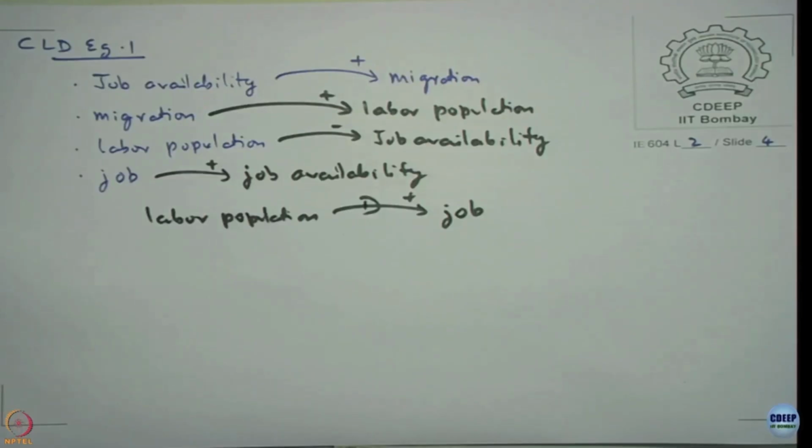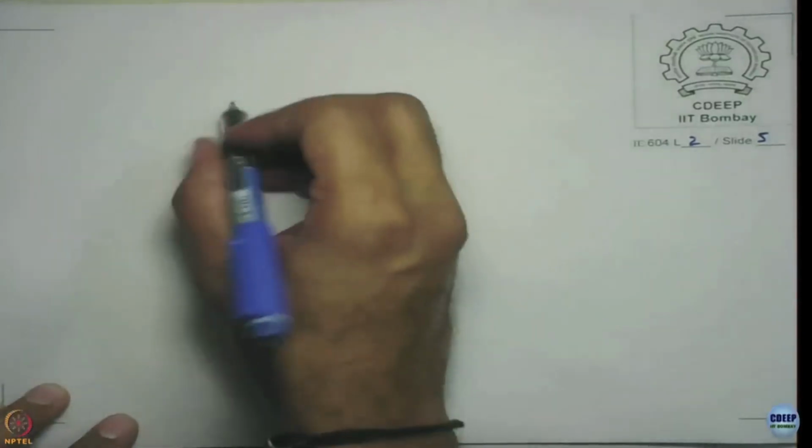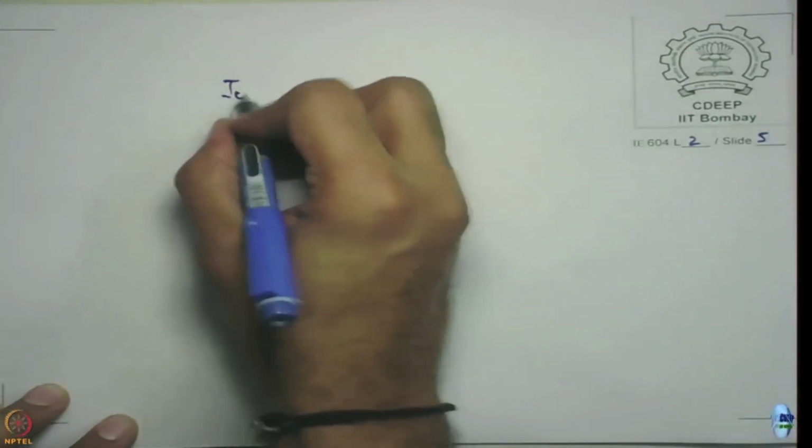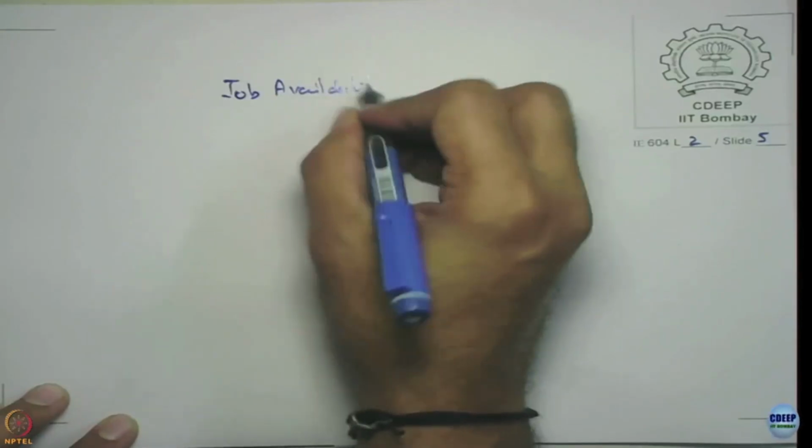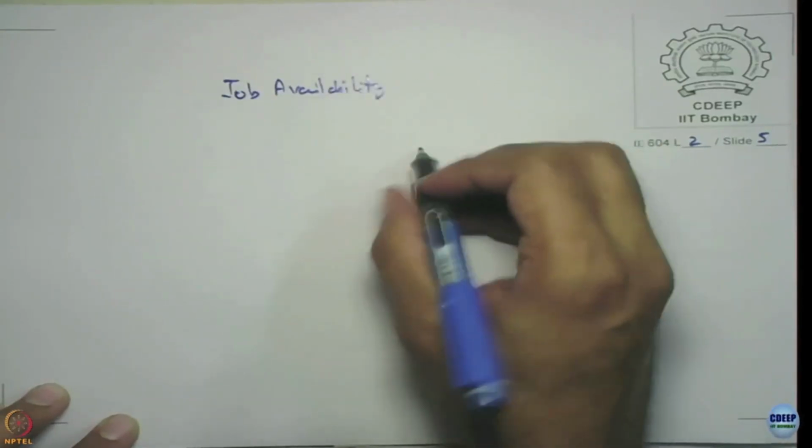So, these are the initial set of causal links that we have created based on the description, but this is still very cumbersome to read. We can just combine all of them, we do not need to repeat all the variables so many times, and create what we call a nice causal map of it. We are continuing the same example. Let us start with job availability.